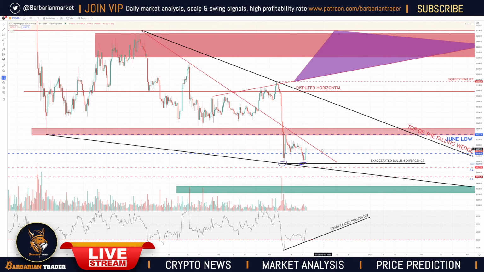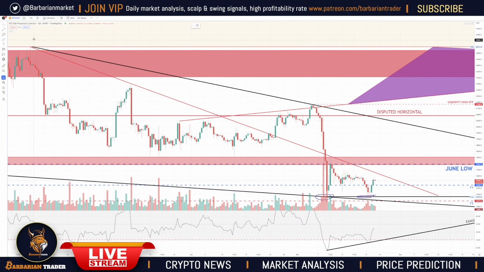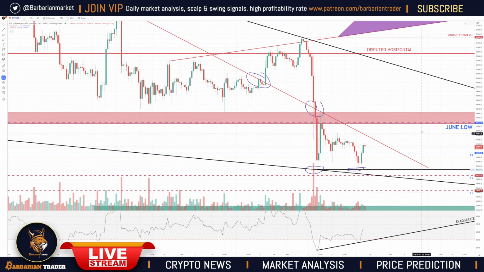Right now, as we can see, we have this red diagonal of resistance coming from here, from the 15th of August. And then we have this top. They broke this one, didn't test it as support, came back, failed to hold the support, and then dumped. So if we want to see a move up, first we have to hit this one.